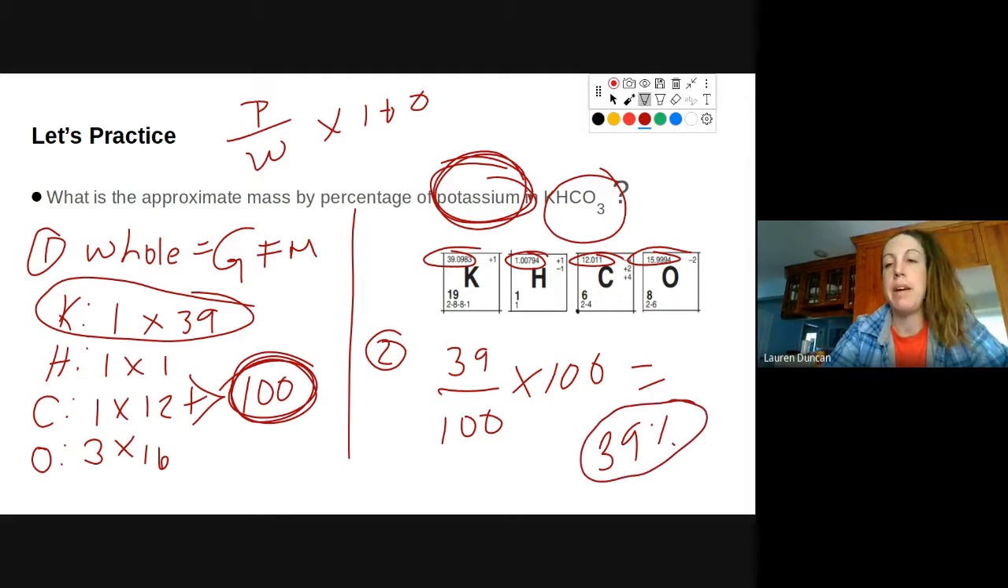So the percent by mass of potassium in this compound would be about 39%. 39% of the mass comes from the potassium. The rest of it, the 61%, would come from the other atoms that make up the particles of this substance. Okay, so that's the idea. So we're going to take it up a notch.